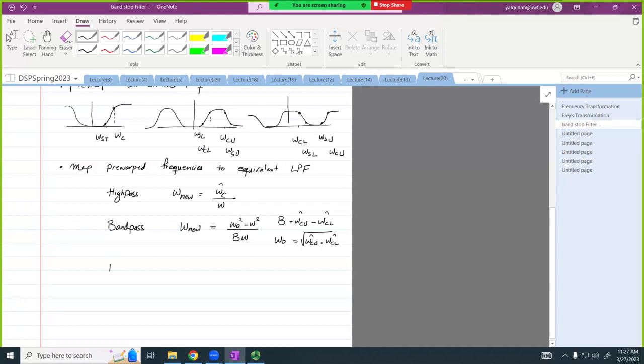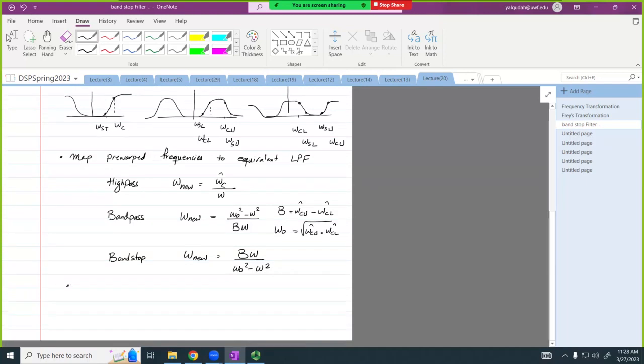We are doing a band stop filter. W nu is going to equal B multiplied by W divided by omega 0 squared minus W squared. And the same definition for the B and omega 0. Okay. So then we're going to design a normalized low-pass filter that is continuous.